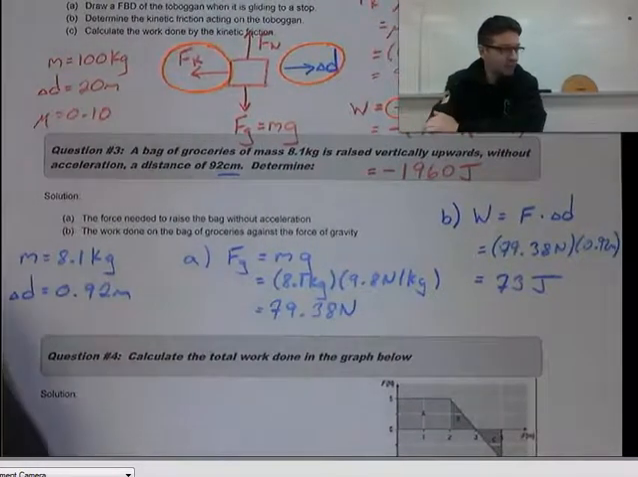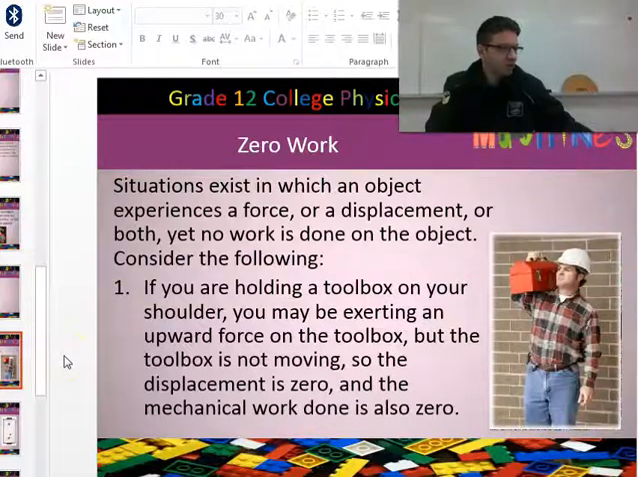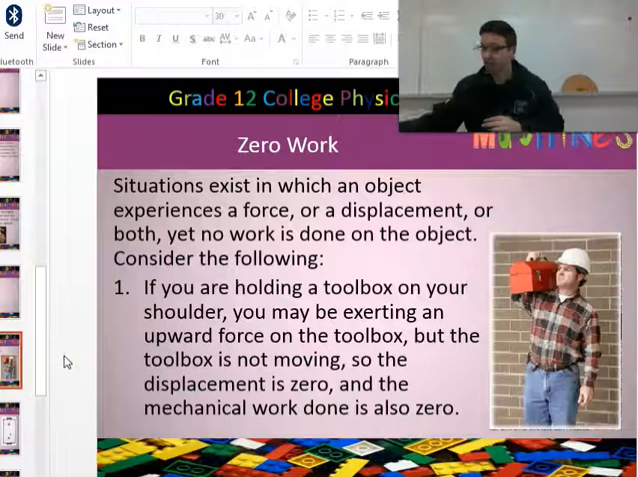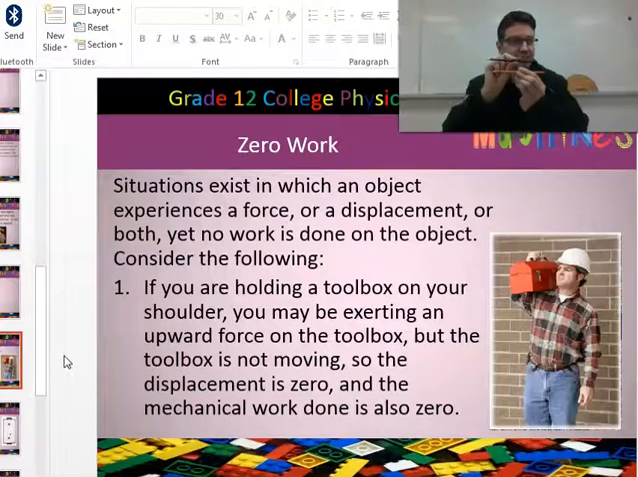Just pause it there. All right, so the third special case that I'm going to talk about is zero work. So we had positive work, meaning our forces are in the same direction as displacement. We had negative work when force and displacement were in opposite directions. Zero work is when force and displacement are perpendicular to each other.